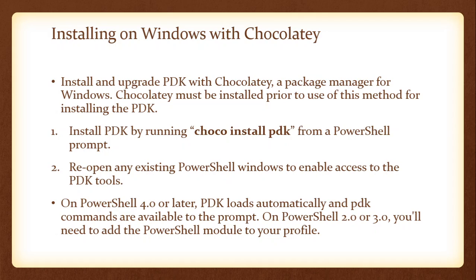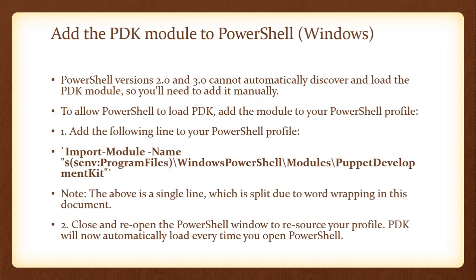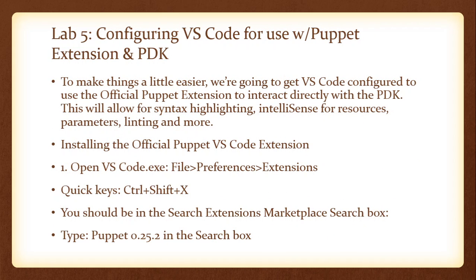On PowerShell 4.0 or later, the PDK automatically loads and PDK commands are available. Once again, under 2.0 or 3.0, you'll have to add it to your profile. PowerShell versions 2 and 3 cannot automatically discover and load the PDK module, so you have to do it manually. Now, this is just the code of how to do it manually if you've got 2 or 3. If you've got 4.0, which would be in the modern Windows 10 systems, you don't need to worry about this particular set of commands.